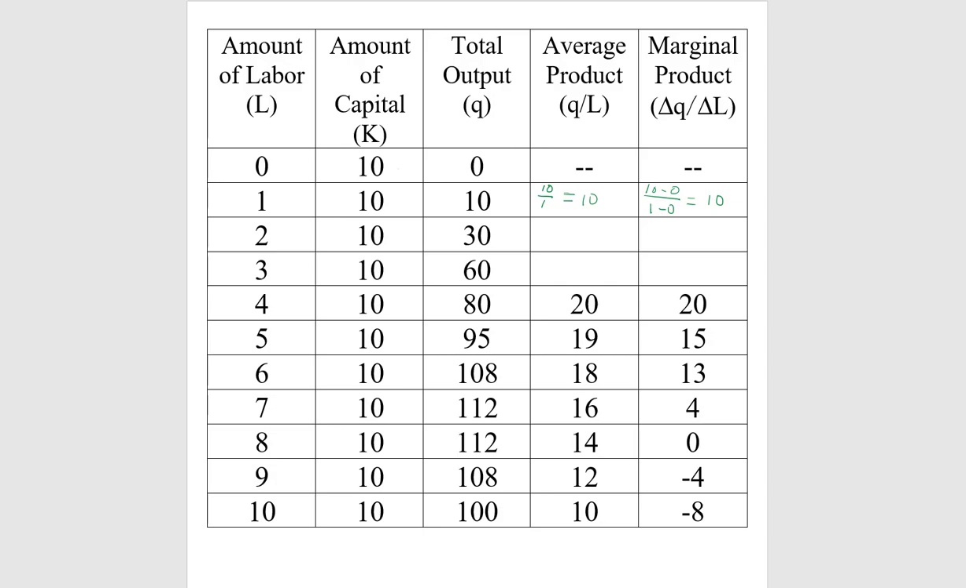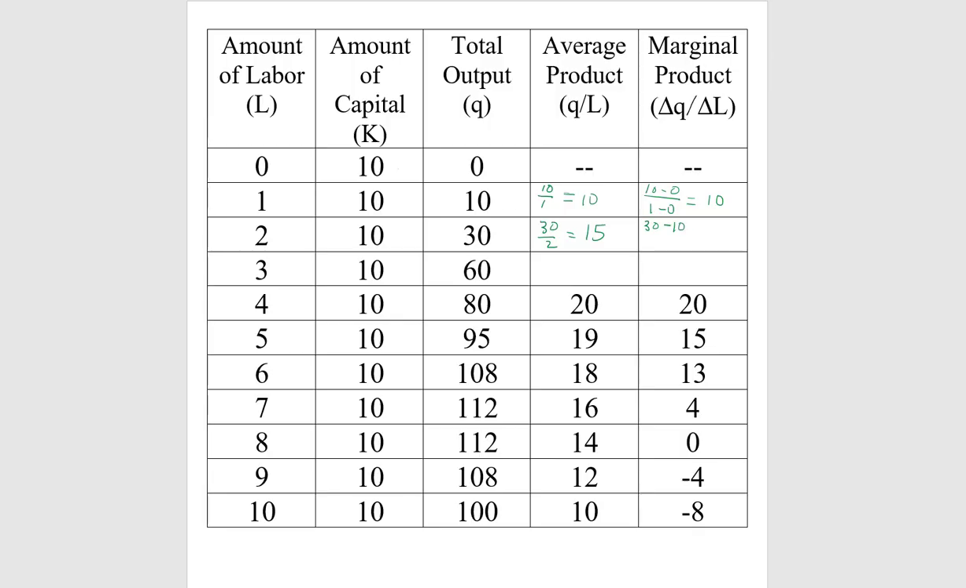When we add that second worker, what is our average product? Suppose when we hire that second worker, we actually have increasing returns here. So we now have 30 cookies for those 2 workers. On average, we're getting 15 dozen cookies per worker. How much did that second worker add? So we say, where did we end up? We ended up with 30 dozen cookies.